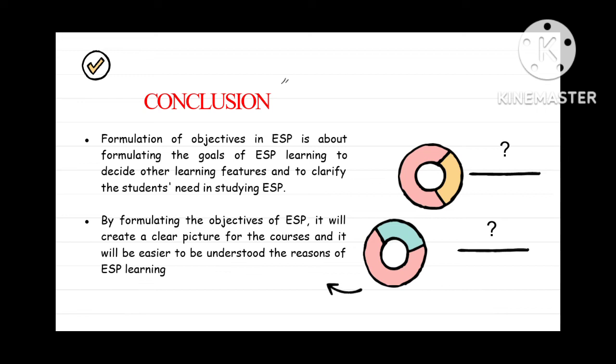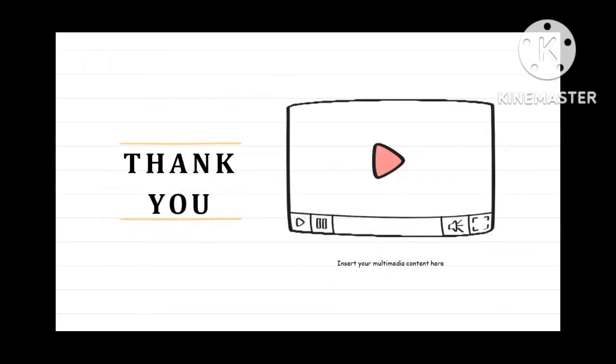The last one is conclusion. What actually can we conclude from this material? From this material, we learned that formulation of objectives in ESP is about formulating the goals of ESP learning to decide other learning features and to clarify the students' need in studying ESP. By formulating the objectives of ESP, it will create a clear picture for the courses and will make it easier to understand the reasons for ESP learning.